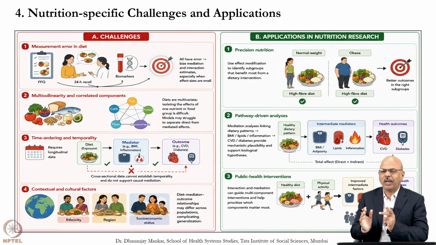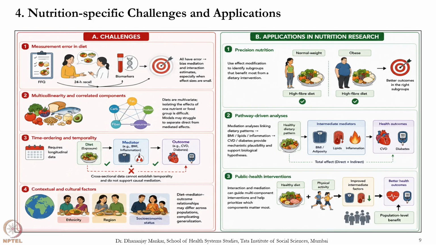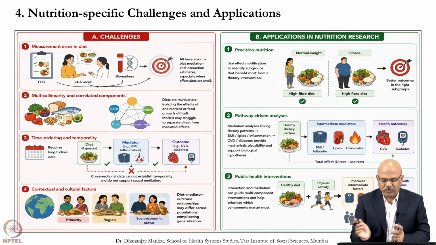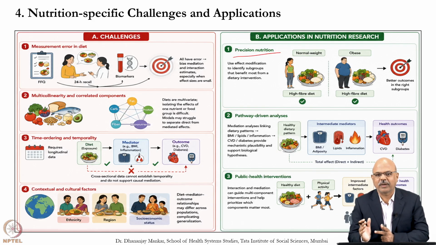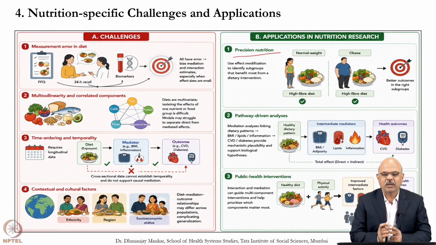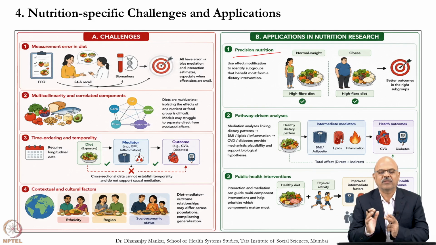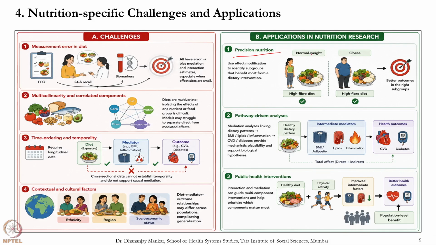Now we'll understand the applications in nutrition research. You may have three tracks of application. The first is precision nutrition. It uses effect modification to identify subgroups. You may see a high fiber diet advised for an obese patient, and a normal diet for a general person. So you may have two variations of precision nutrition, with better outcomes in the right subgroups to be identified.